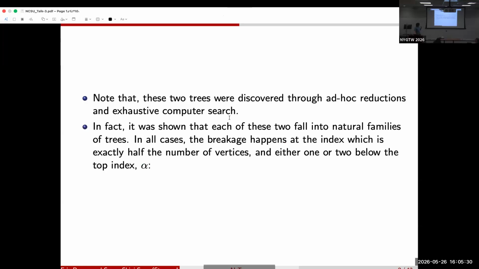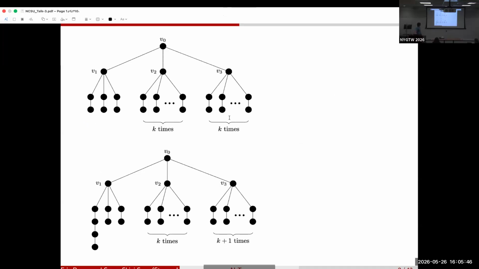In fact, it was shown that each of these fall into 2 natural families of trees, and in all cases, I will show the families in a second, but in all cases, the breakage happens at the index which is exactly half the number of vertices, and either 1 or 2 below the top index alpha. So these are the 2 families. What I'm saying is all trees in these 2 families will fail to have log-concavity in their independence sequence, and the breakage happens pretty much at the top of the sequence in both cases.